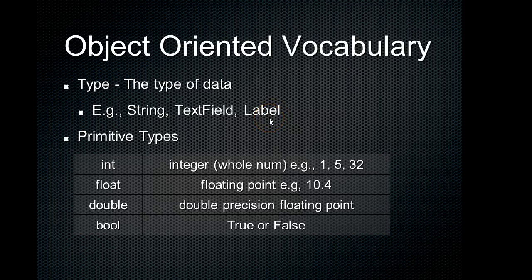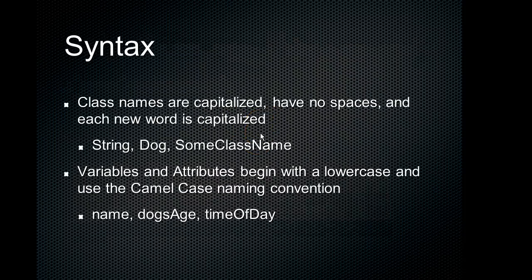So these data types for variables can be either very primitive, very simple, like a number or a true or a false, or we can map them to more complicated data types like a string, which would be text, any kind of text, a text field, which is where we're prompting the user for information, and a label, which is where we're displaying read-only information to the user.